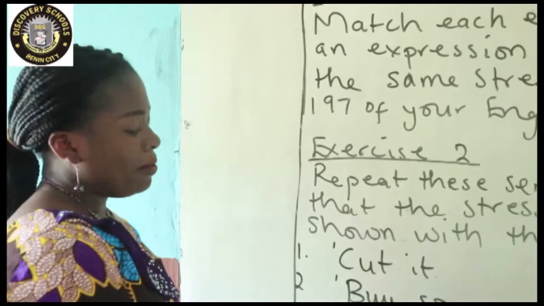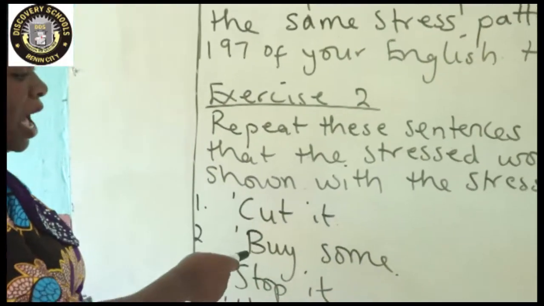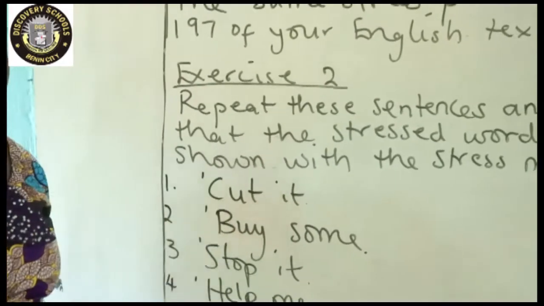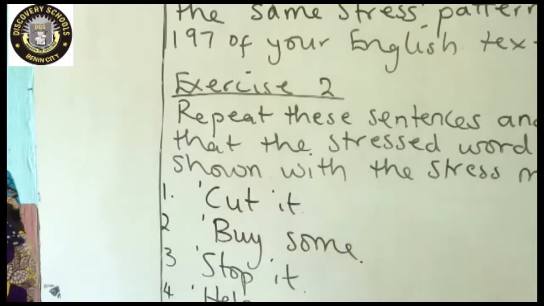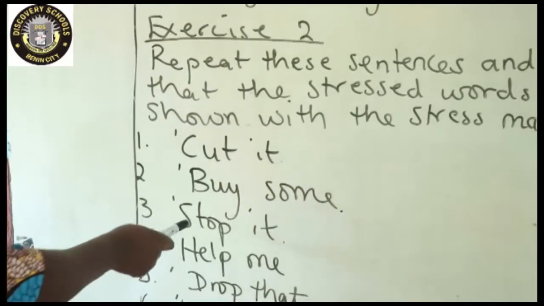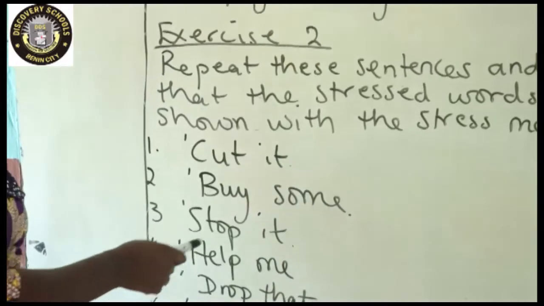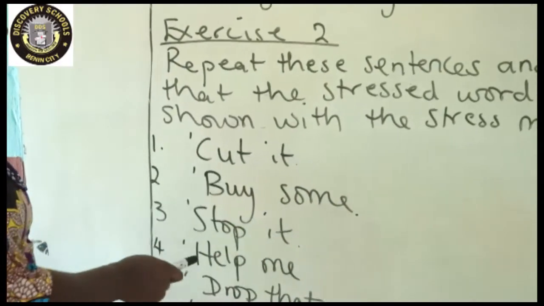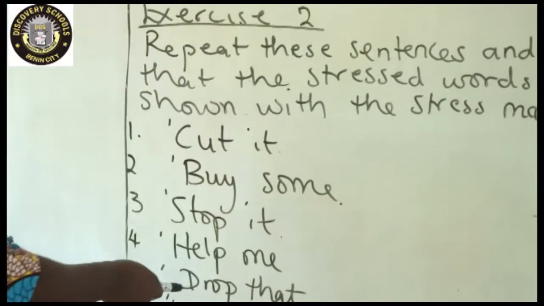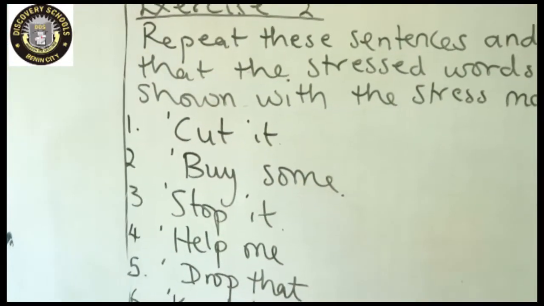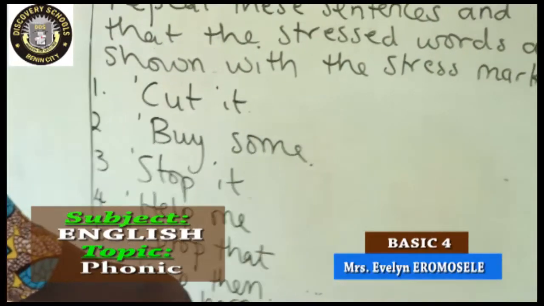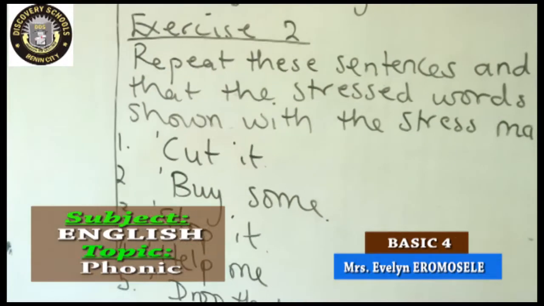The second one, buy some. The first word there, buy, because it's one syllable, the whole of it is what? Stressed. Stop it. The first one is stressed. Help me. The first one is stressed. Drop that. The first syllable is stressed, which is the first word. Keep them. The first one is stressed. Wait. The first one is stressed.